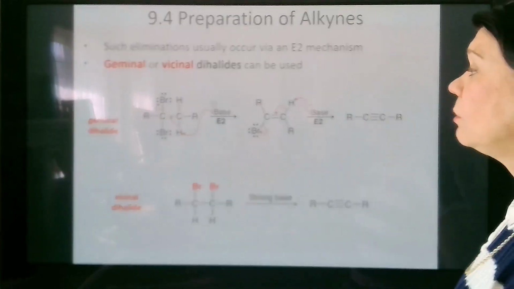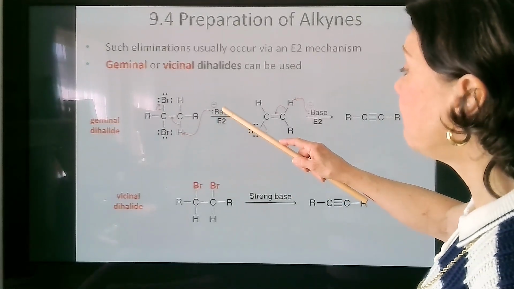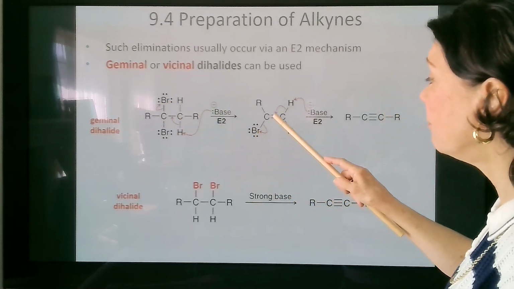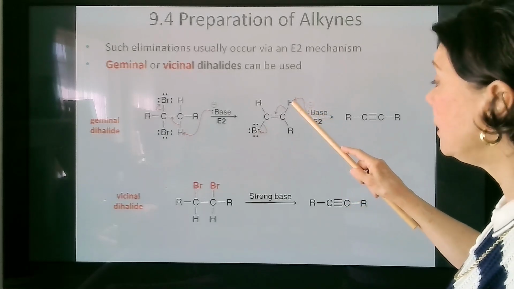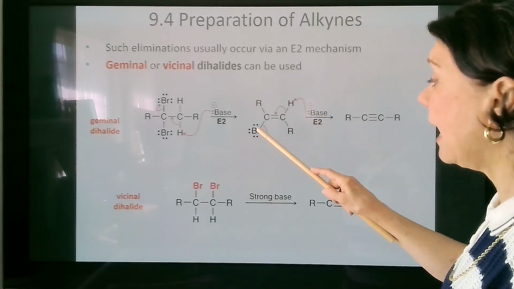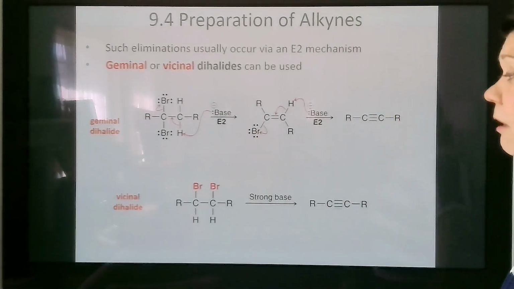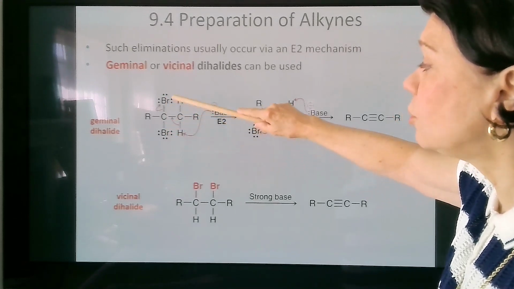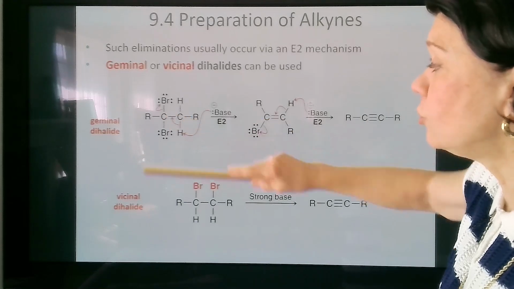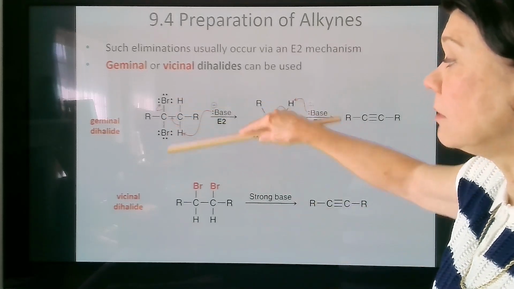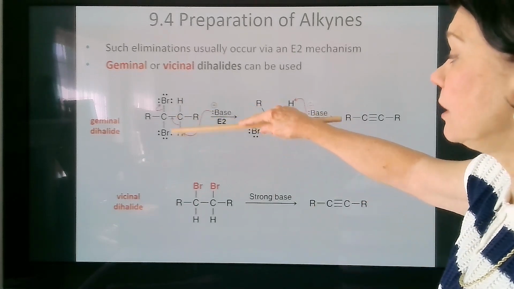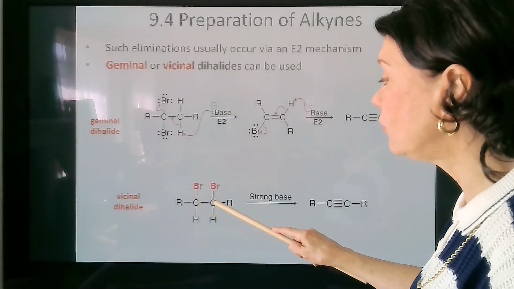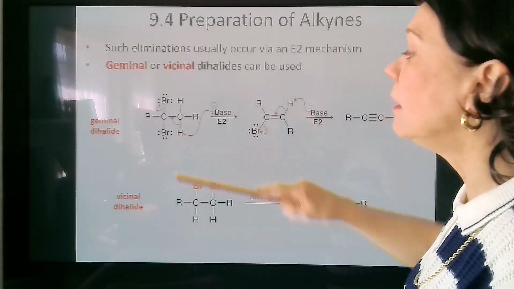So here this is showing you the first step. You deprotonate, form a double bond, lose bromide. Now you have the bromoalkene. Then your next step, you deprotonate, form another pi bond, and lose bromide to give you the alkyne. And so this is a geminal dihalide, geminal meaning that the two bromine functionalities are attached to the same carbon, geminal like twin substituents, and vicinal meaning that they are on carbons next door to each other. So this is a vicinal dihalide, this is a geminal dihalide.